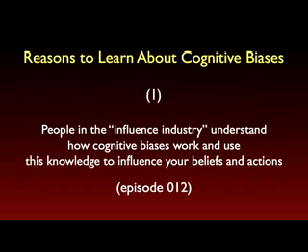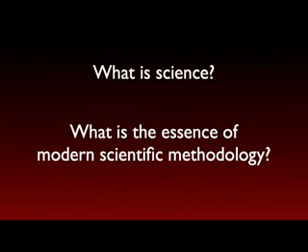The question is simple: what is science? And more specifically, what is the essence of modern scientific methodology? This is an old question. It's a philosophical question. It's a question about the basis and rationale of the scientific method. It's also a contentious question. People disagree about what science is and what its methods are.